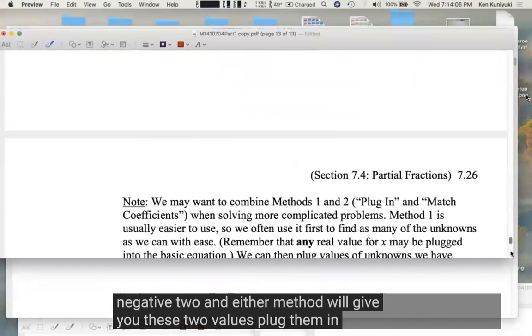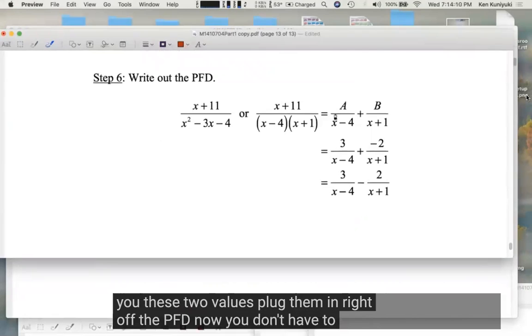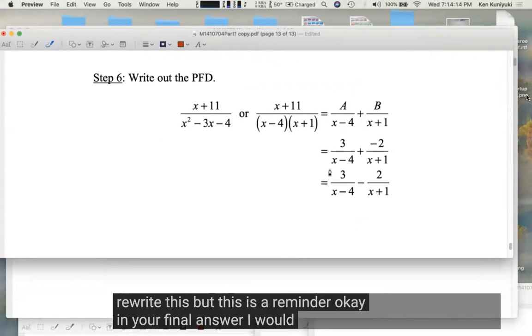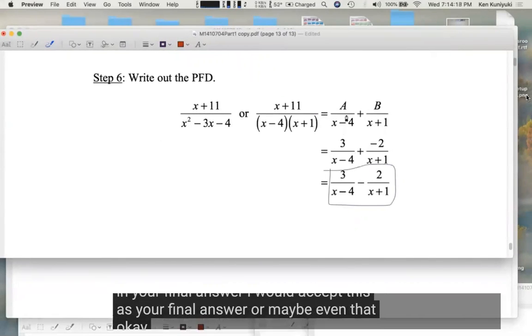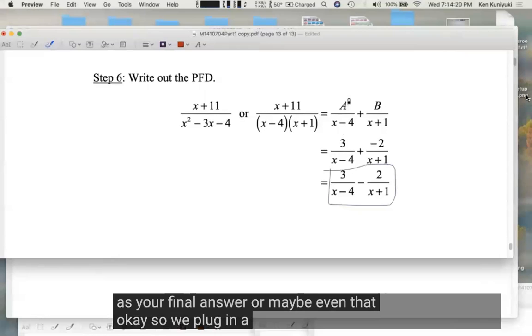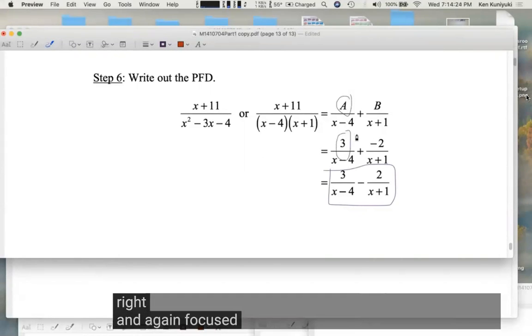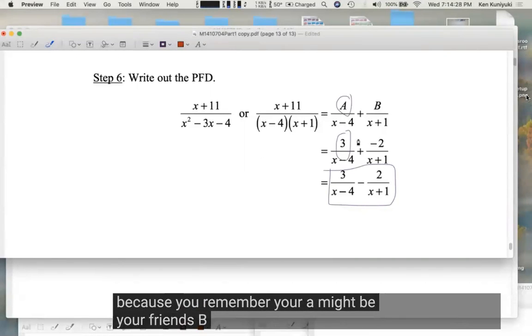Plug them in. Write out the PFD. Now, you don't have to rewrite this, but this is a reminder, okay? In your final answer, I would accept this as your final answer, or maybe even that. Okay, so we plug in a equals 3, right? And again, focus on your own work, because remember, your a might be your friend's b, and your b might be your friend's a. So focus on your own work, right?